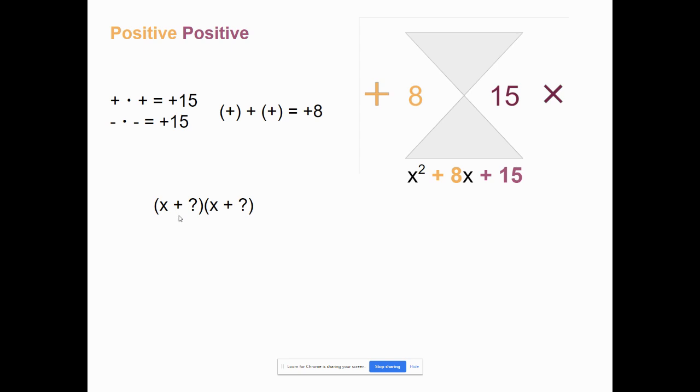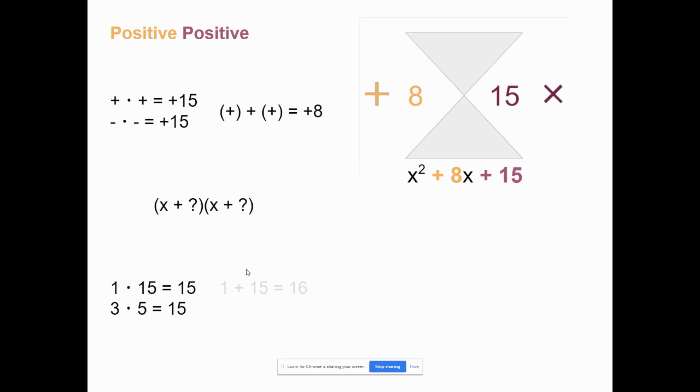So now we can look at the factors of 15, and we only have to consider the positive factors of 15. So 1 times 15 gets us 15. 3 times 5 gets us 15. So now we know ways that we can get this. The question is, what happens if we add our factors? Can we get to positive 8?